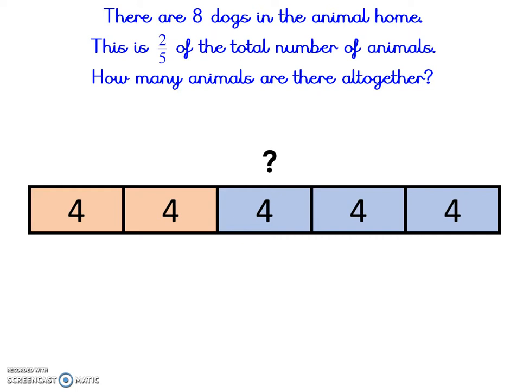And now we can see that I've got in orange my 2 fifths, the animals that I'm being told about. There are 8 dogs in the animal home, that's 2 fifths. That gives me 4 and 4, which is 8. And then the blue is the remaining 3 fifths, the rest of the animals. And each one of those fifths, again, is 4. So to work out 5 fifths, if 1 fifth is 4, 5 fifths is 1 fifth times 5, or in this case 4 times 5, which will give me an answer of 20. So there's 20 animals altogether in the shelter.